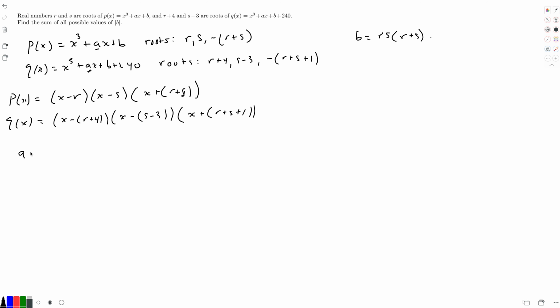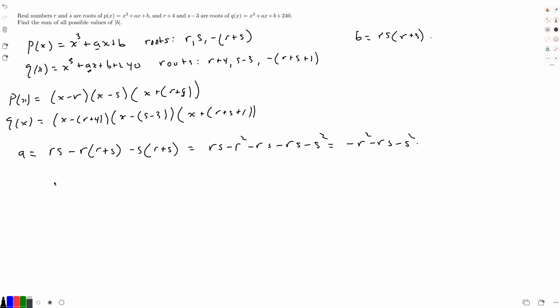We know a, by using Vieta on p(x), it's going to be, let's see, rs minus r times (r plus s) minus s times (r plus s). This is equal to rs minus r squared minus rs minus rs minus s squared. This is equal to negative r squared minus rs minus s squared. Now let's go on to q(x).